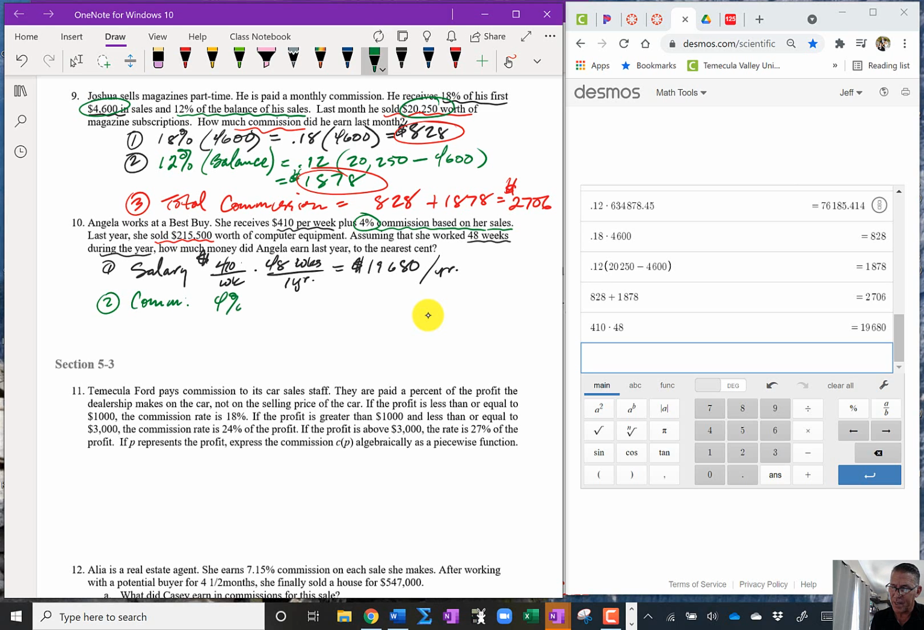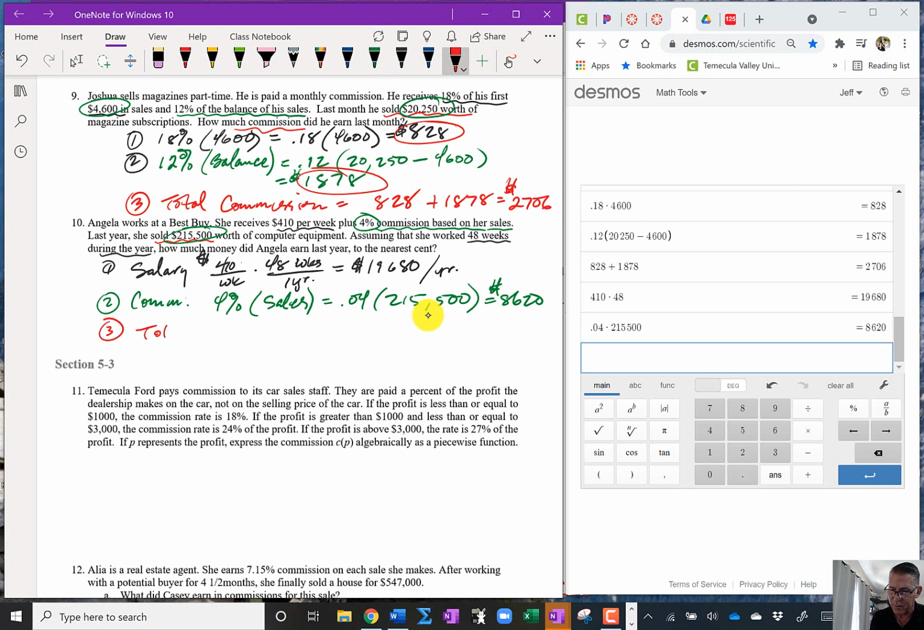Now to figure out how much she earned total, you've got to add some numbers here. So the total earned, you've got to add up the 19,680 plus her commission 8,620 and come up with a total salary. If you do this, it's 19,680, plus the commission 8,620. You'll notice you get about 28,300.